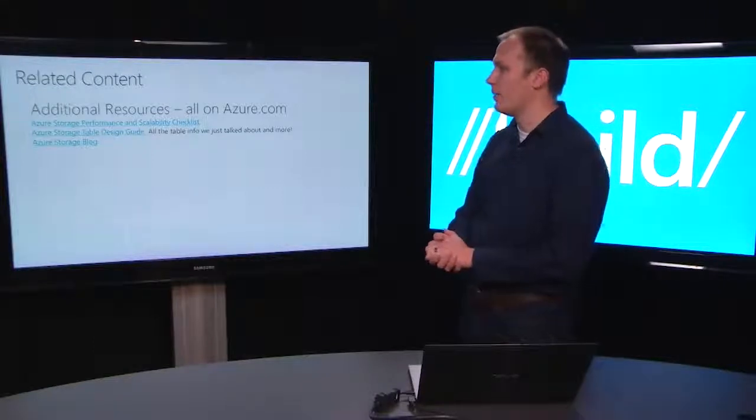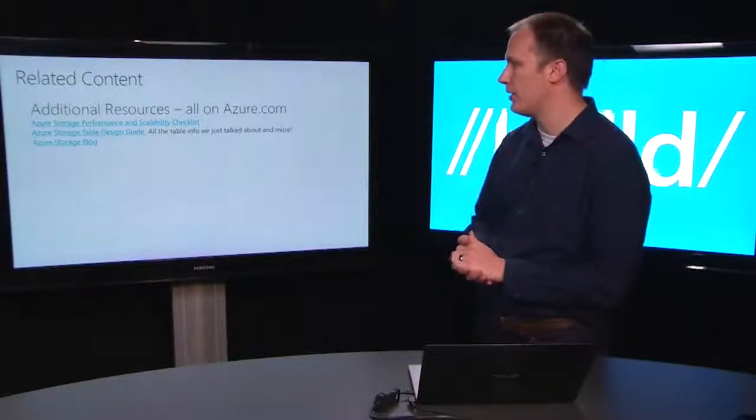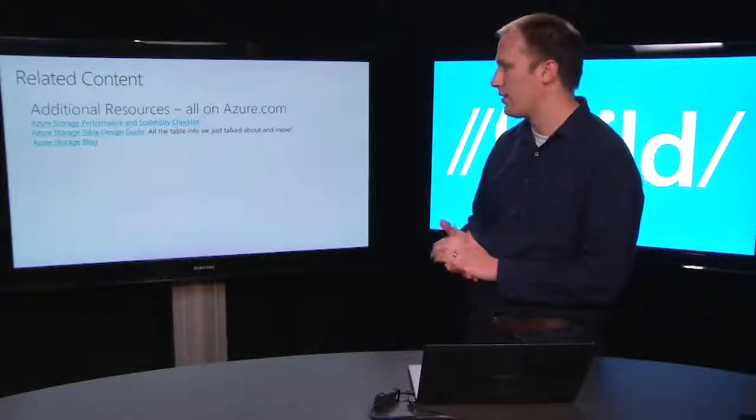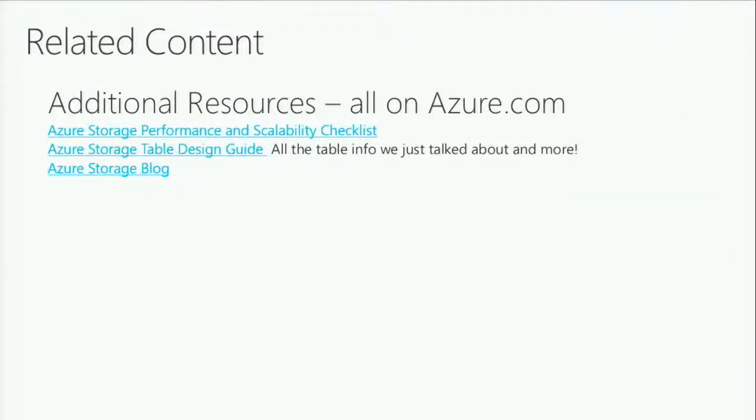So we have some related content as well for you to go ahead and take a look at after this talk. First is the Azure Storage Performance and Scalability Checklist. This is on azure.com and goes through all the best practices we just talked about and more. Again, very quick fixes, things that you can make changes to your application today and make it perform much faster. We also now have the table design guide that just came out recently and has the table design patterns that we just talked about in terms of hot partitions and query first design, and many, many more that are great for you to include in your applications.